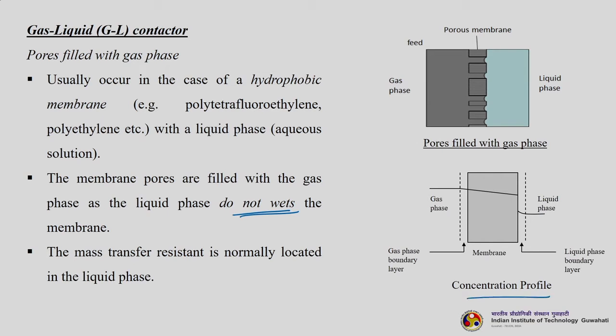So, this is the concentration profile, how it happens. This is your membrane, okay. The gas phase, then the liquid phase, and this is the gas phase boundary layer, this is the liquid phase boundary layer, okay. This is the upstream side, this is the downstream side.